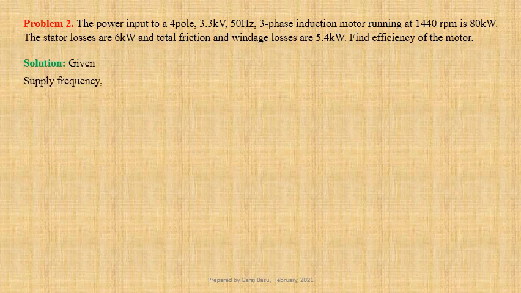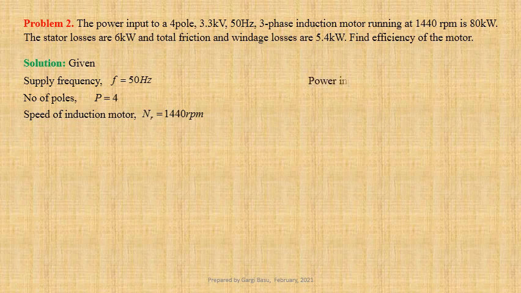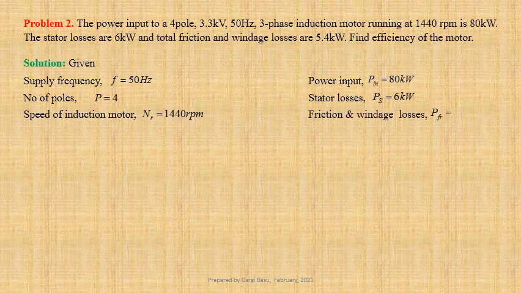Let us first jot down the given data. Supply frequency F equals 50 Hz. Number of poles P equals 4. Speed of induction motor Nr equals 1440 rpm. Power input P in equals 80 kilowatt. Stator losses Ps equals 6 kilowatt. Friction and windage losses P_FR equals 5.4 kilowatt.